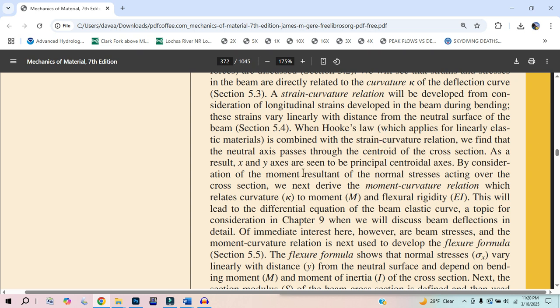All right, so the XY axes are the principal centroidal axes. Centroid meaning they go through the center of mass of that beam. By consideration of the moment resultant of the normal stresses acting over the cross section, we next derive the moment curvature relation, which relates the curvature to the moment and flexural rigidity. Well, yeah, holy hell. That sentence you just wouldn't be able to understand, because that is the whole proof.